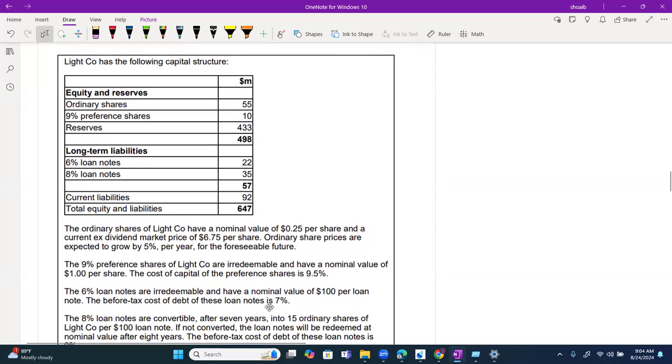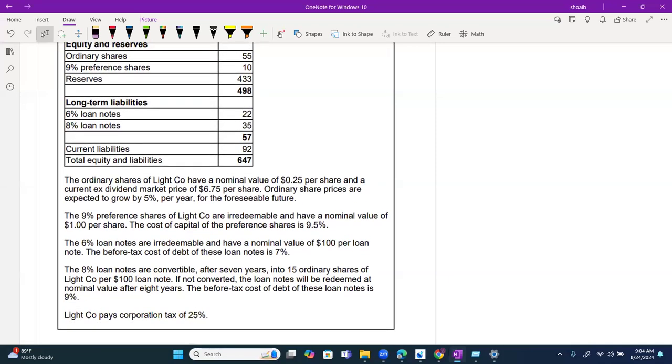Next one. Light company. Ordinary shares are given, 9% preference share is given, 6% loan notes, 8% loan notes. Ordinary shares of light company have a nominal value of 0.25 per share and a current ex-dividend market price 6.75 per share. Ordinary share prices are expected to grow by 5% per year for the foreseeable future. 9% preference share of light company are irredeemable and have a nominal value of $1 per share. Cost of capital of the preference share is 9.5%. Okay, 6% loan notes are redeemable. Okay, 8% loan notes are convertible.